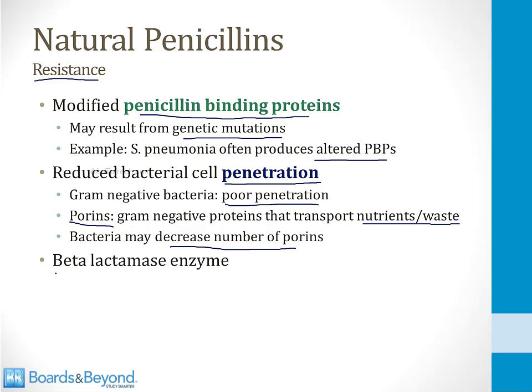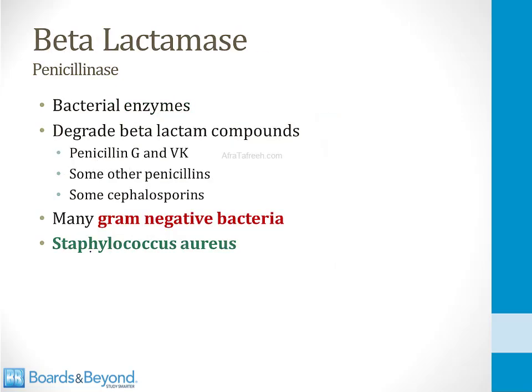And then a final mechanism of resistance to the natural penicillins, one that is very important for you to understand, is the presence of beta-lactamase enzymes. Beta-lactamase enzymes are a family of bacterial enzymes. There are lots of different beta-lactamase enzymes. In some cases, they're referred to as a penicillinase. All of these enzymes can degrade beta-lactam compounds. They can break down penicillin G and VK. They can also degrade some of the other penicillins we'll talk about in this video, and they can also degrade some cephalosporins. Important bacteria that often use beta-lactamase enzymes for resistance against antibiotics include many gram-negative bacteria and also Staphylococcus aureus.